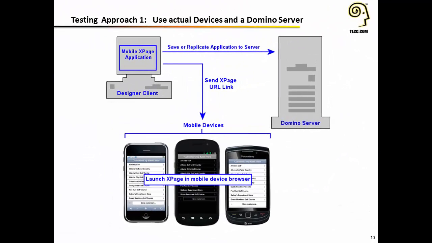One key consideration when developing for mobile devices is how to test your application. One approach is to test your application using the actual devices and a Domino testing server. Although this is hands down the best approach, it can be time consuming and you may not have access to all of the different mobile devices and tablets.